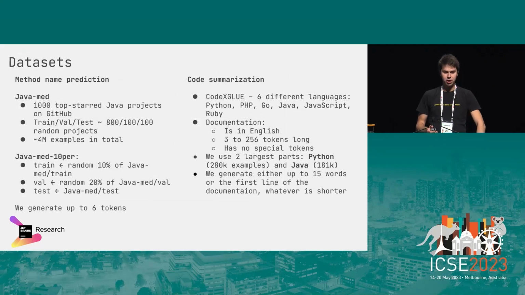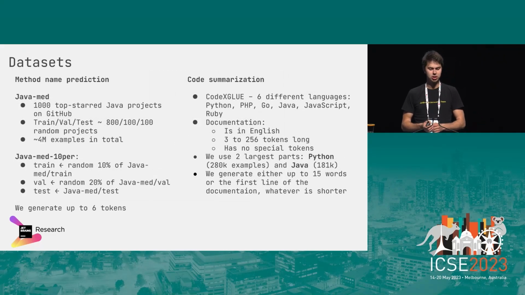We also considered two different problems. One is method name prediction, which is basically predicting the method name from the body of the method. And another is code summarization, where we considered code summarization into docstrings. I would like to comment on our choice of dataset for method name prediction. You can see that we took a big dataset, and the smaller dataset is basically 10% of the train part of the bigger dataset, JavaMed.